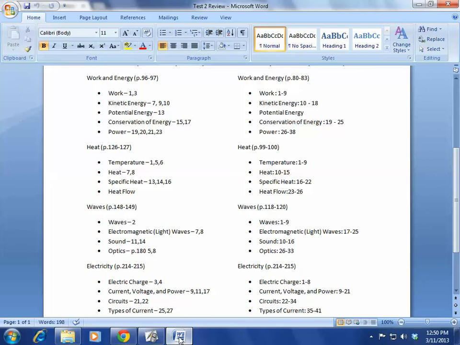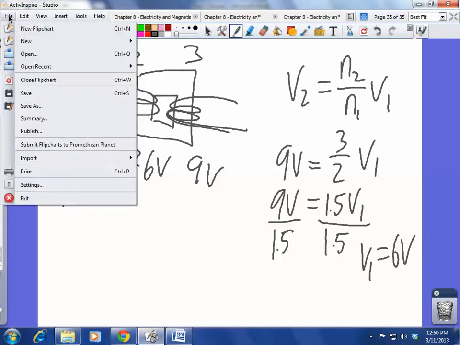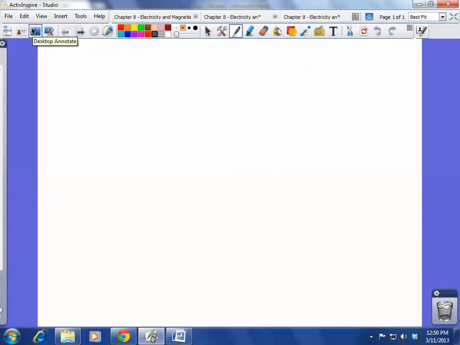Obviously we only have 25 minutes now, so I'm not going to be able to work out all these, but we can go through them kind of quickly. Let's start with work and energy. What do we define work to be? Remember, we said work was force times distance.